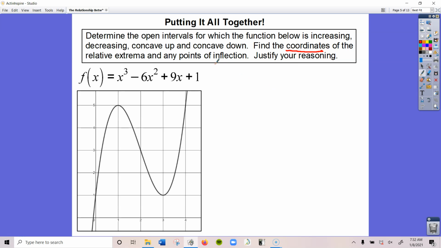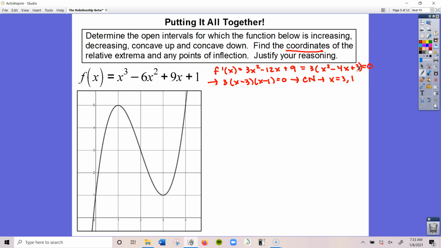So in order to determine increasing, decreasing, we're going to find the first derivative. So f prime of x is equal to 3x squared minus 12x plus 9. We can factor out a 3, leaving us with x squared minus 4x plus 3. And remember, we want this to equal 0. We're going to continue factoring. So 3, and then we have x minus 3, x minus 1 equals 0. And therefore, my critical numbers are x is equal to 3 and 1.